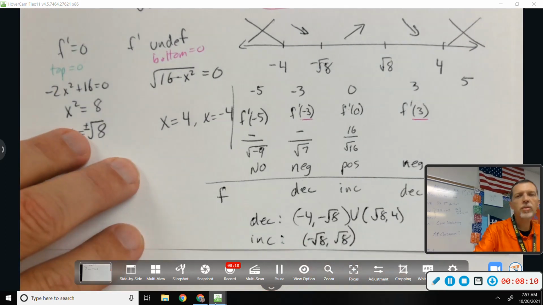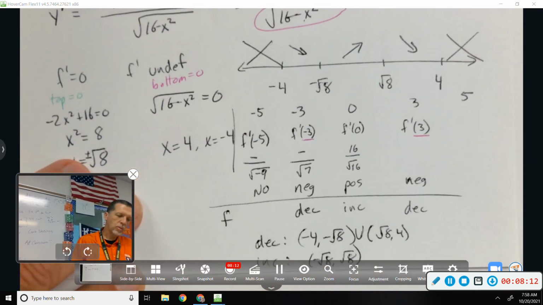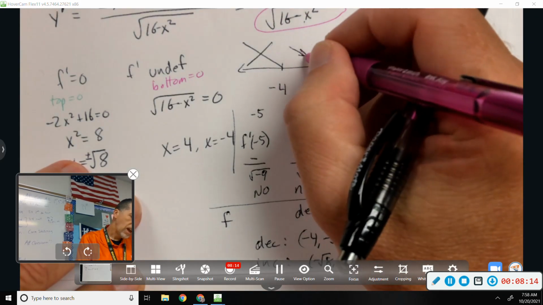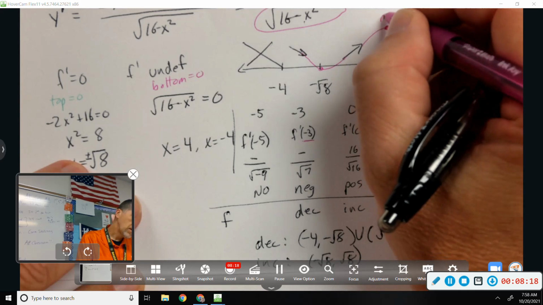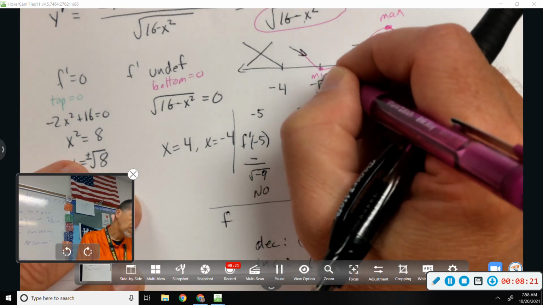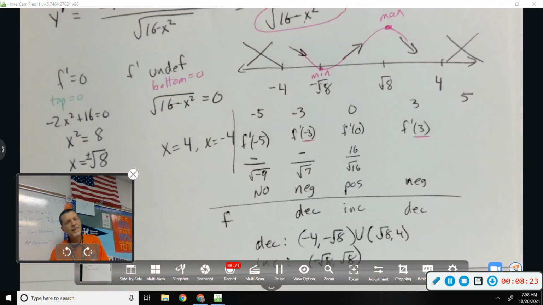And it didn't ask me for them, but I think it's pretty easy to spot a minimum and a maximum, because F prime changes signs. They didn't ask it for it in this question, but that's sort of the next thing.